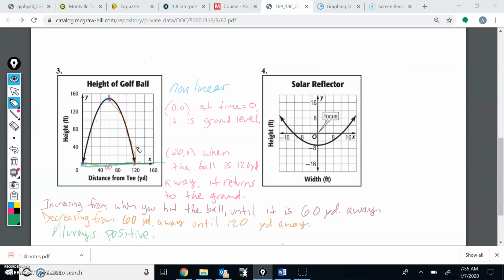You can also say, I'm not going to write this, but you can also say that there is symmetry in the graph. If I drew a vertical line right here, there is symmetry at 60. The graph is a reflection of itself, and that's about it.